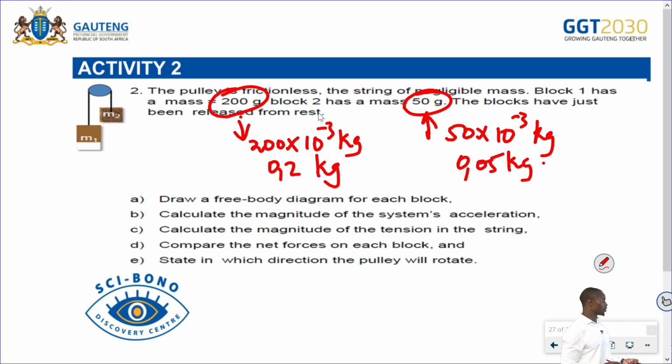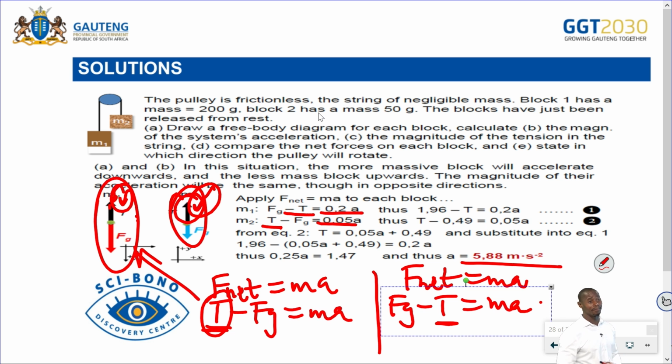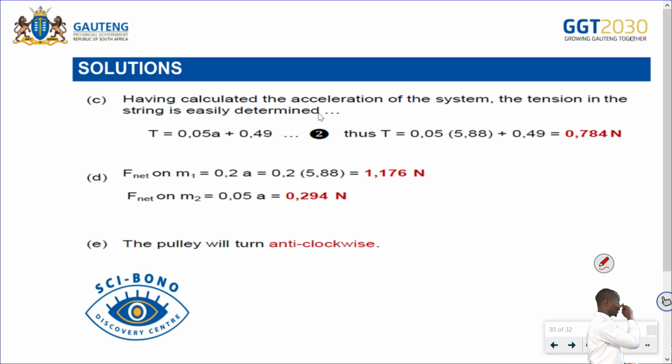Compare the net force of each block, state in which direction the pulley will rotate. So you are comparing the net force of each block, okay? And then from there, state in which direction the system will move. Is it going to move clockwise or anti-clockwise? That is what they wanted you to do.